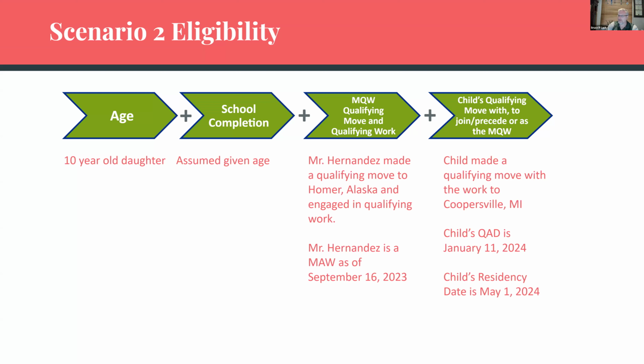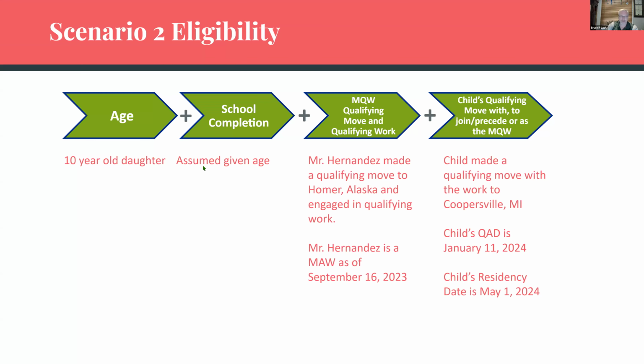Can you use the previous work? Yeah, so in that scenario, the mother didn't have previous work, but the father did. So when the father comes in, even if he didn't find work in Traverse City, he's still considered a migratory agricultural worker. So to go over why they're eligible, she's 10 years old, so she meets the age criteria.